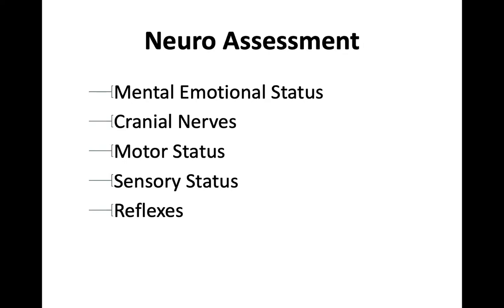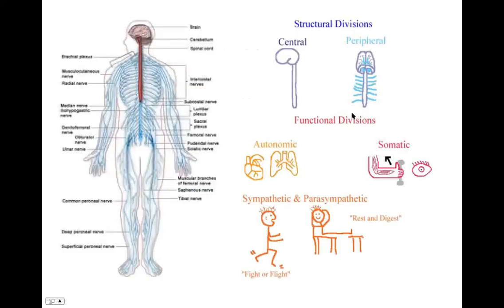Okay, mental emotional status. The neuro assessment has 5 categories: mental, emotional, cranial nerves, motor, sensory, and reflexes. You know the mental emotional status probably better than any clinician. I'm going to just do a little bit so you understand the division between the autonomic and the central and the peripheral nervous system.